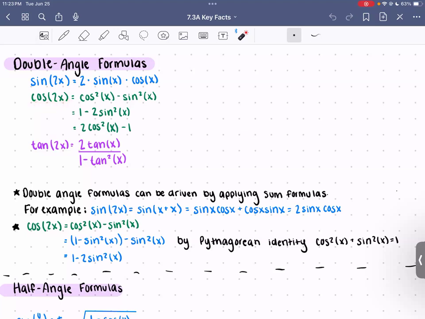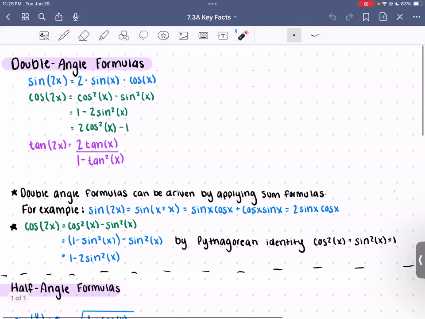Cosine of 2x actually has 3 different formulas. Now, no formula has more importance than the other. They all mean the exact same thing. They're all going to get you the same answer. There's just different variants of one another. So if you truly wanted to, you could pick one, choose to remember that, and not worry about the other two. Or if you want to memorize all 3, you could, but it's just up to personal preference.